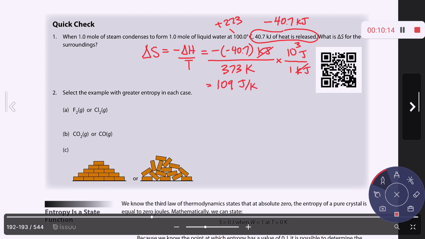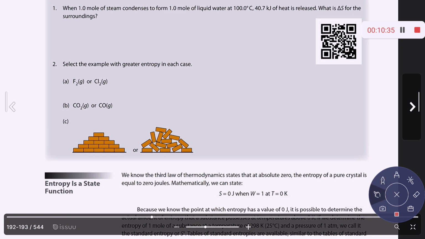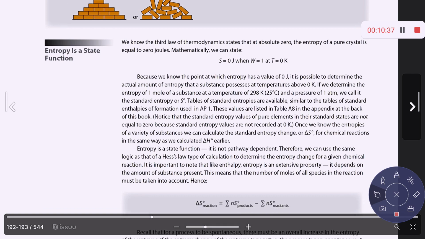Okay. Now for number 2, they want to select the example with greater entropy. So for A, you're looking at which one would have more electrons, which would be Cl2. And then for B, you're looking for which one would have more atoms, which would be CO2. And then in C, obviously, the bricks on the right are more unorganized. Okay. Let's take a look at entropy being a state function.